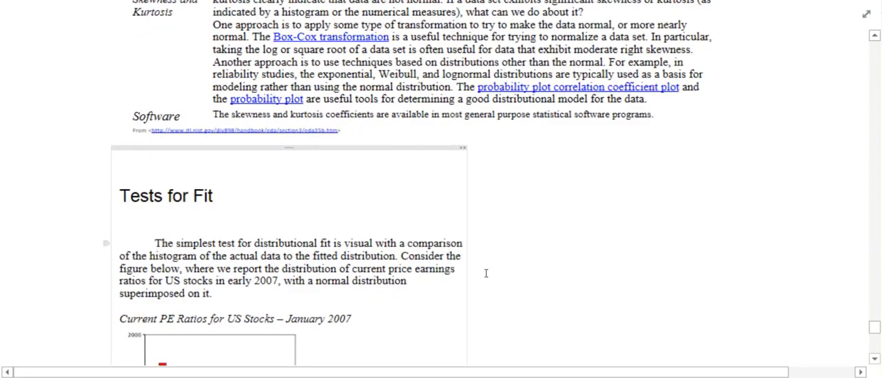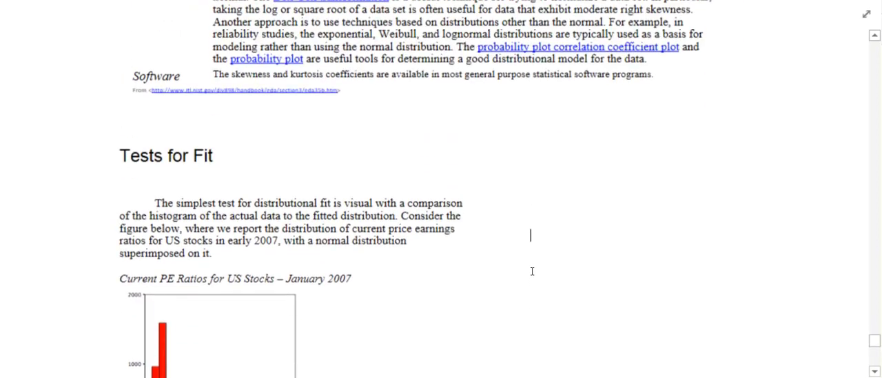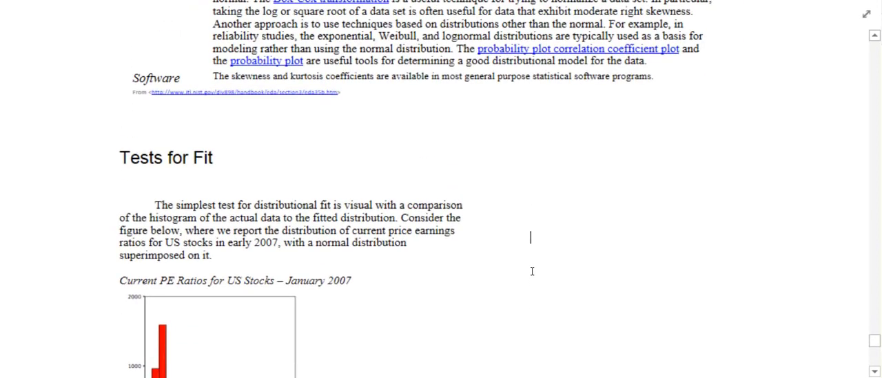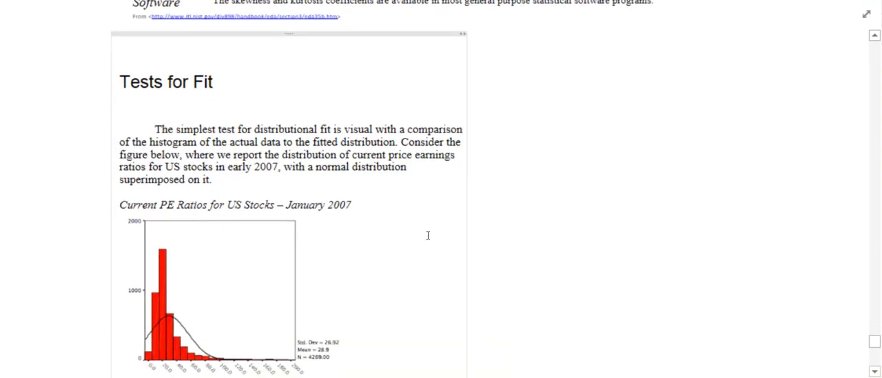And again, as I mentioned, the skewness and kurtosis calculations are typically available in most general purpose statistical software programs. One of the things we want to do as we're looking at data is see how good our fit is, right? We want to test the fit of our data to our assumed statistical distribution. An easy way to do that is to make a histogram and compare, and that's what we've done here.